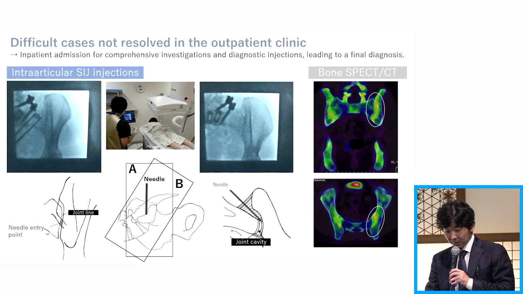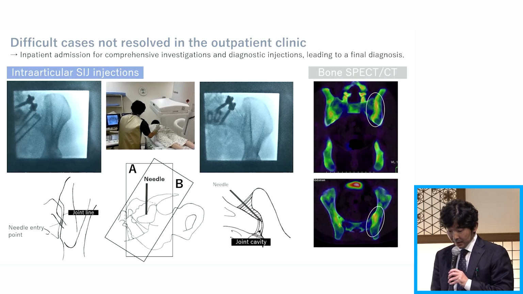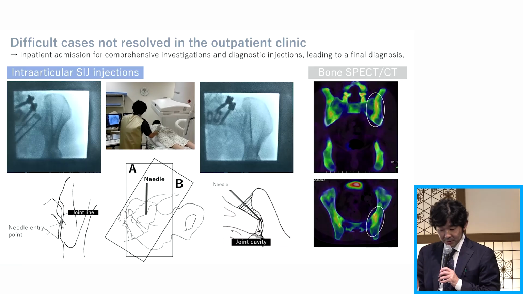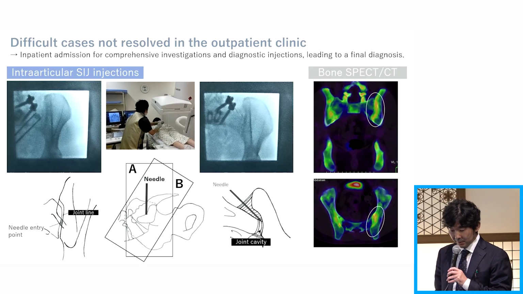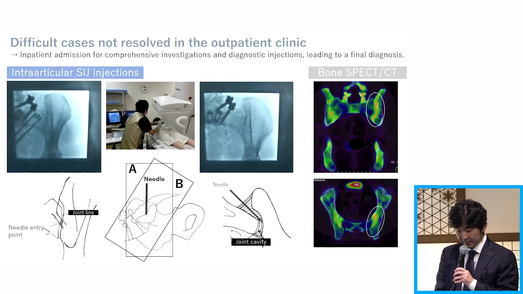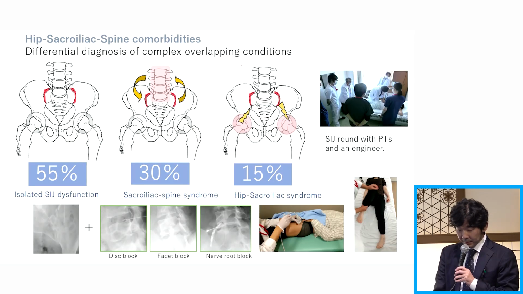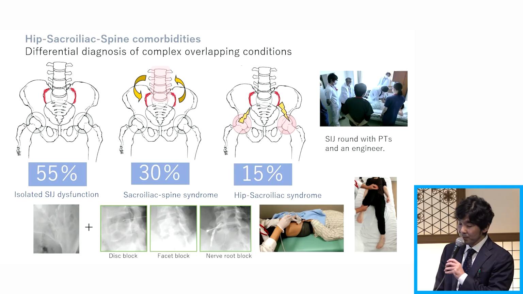I also check the bone SPECT CT scan. Accumulation in the sacroiliac joint region does not always mean pain in itself, but it shows excessive load or abnormal condition of the SIJ. It is important to evaluate SIJ disorder together with lumbar and hip pathologies. We learn with physical therapists and engineers.